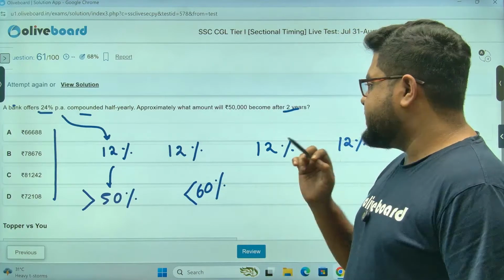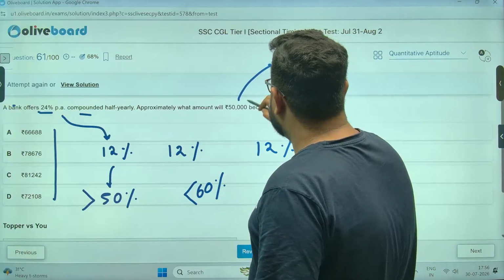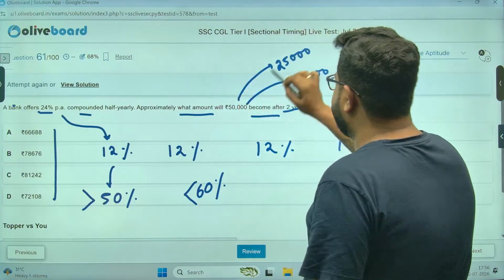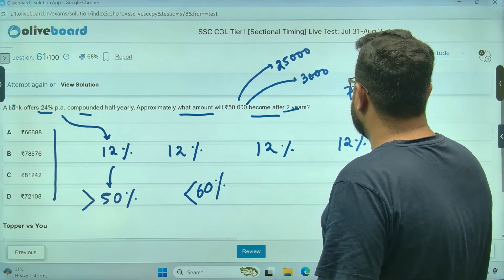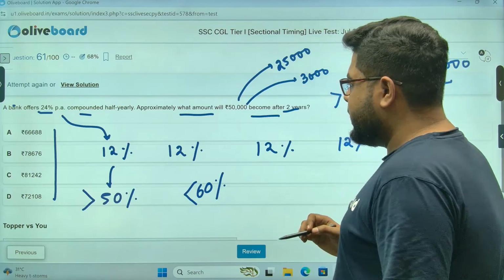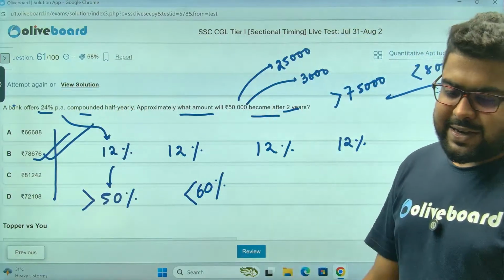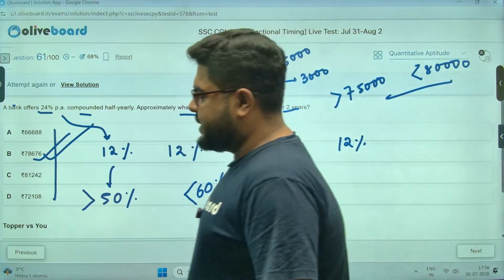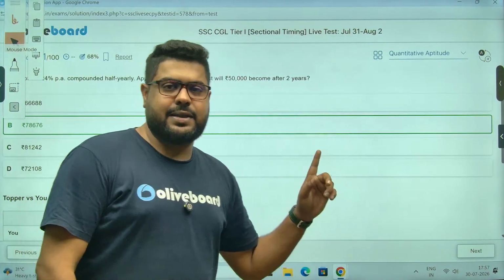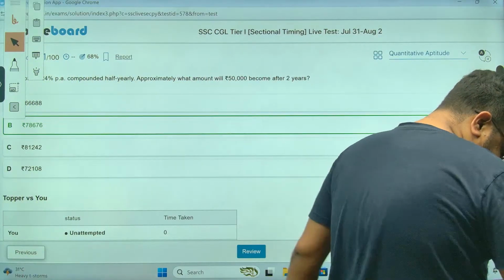So somewhere between this, 50% of 50,000 is 25,000 and 60% is 30,000. So they are asking amount, meaning 50 plus 25, 75,000. My answer will be greater than this, but less than 80,000. Look at the options. 66 cannot be 78. You see, there is only one option that matches. That's my correct answer. That 100% is my correct answer. Looking at the values, I'm quite certain they are not asking you to calculate this. There will be ways. No worries, no worries.